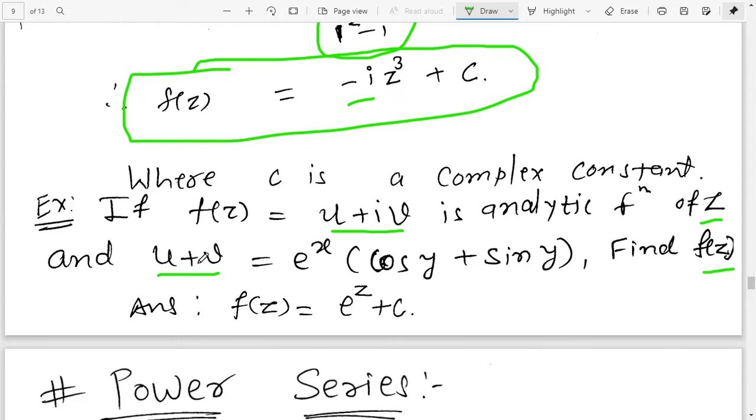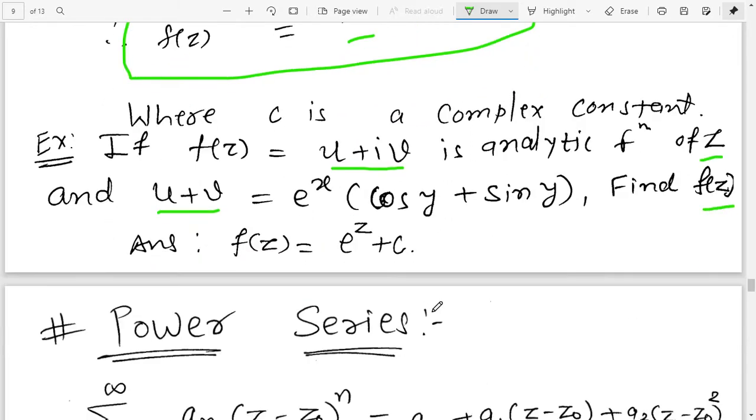In the previous example u minus v was given; here u plus v is given. So similarly we can find the analytic function f of z, and we get e raised to z plus constant.